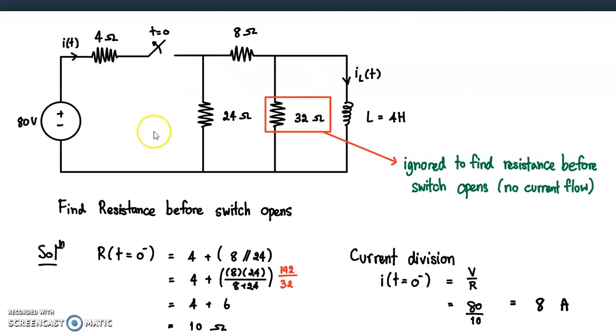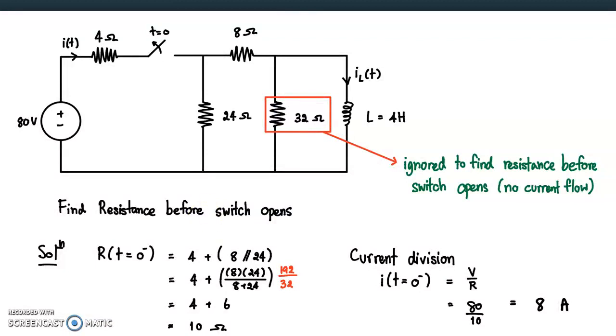Firstly, consider the case where t is less than 0. The switch here will be closed and the inductor will act as a short circuit, which means we can ignore this 32 ohm resistance over here, because there's no current flow, since it is a short circuit. After that, we have to find the i when time is less than 0.